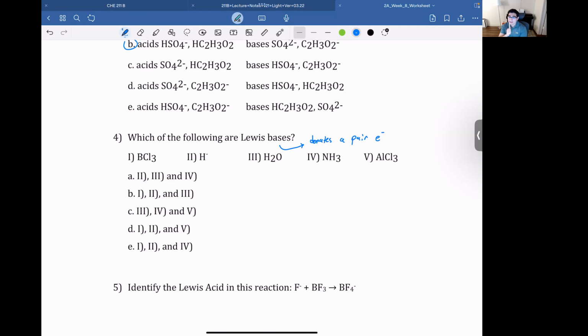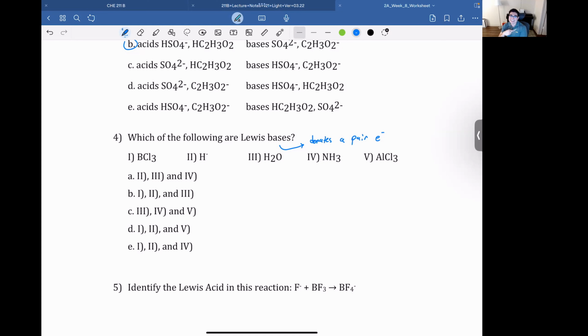Now, how do you know if something's a Lewis base? Well, you haven't learned the Lewis structures yet. That's in 2B. So one easy-ish way to do it is look at the charge. If it has a negative charge, it usually has an excess of electrons. Because it has excess electrons, it can act as a Lewis base and give them away. Now, if it's neutral, that's different.